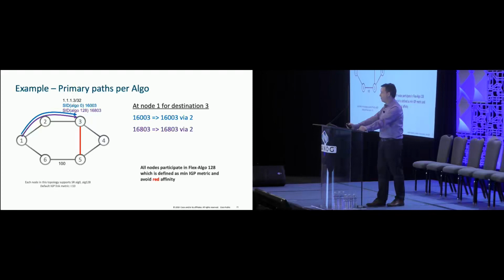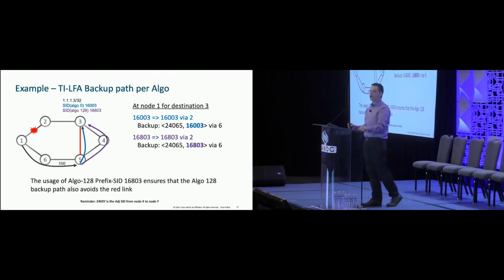The backup paths that TI-LFA will compute are going to be different. The backup path that I compute in algo 0, if you follow the gray and then the blue arrow, will go over the red link. So algo 0 is allowed to use the entire topology. And that is what I did with the backup path of algo 0. However, look at the backup path of algo 128, which is the gray arrow and then the violet arrow. It avoids the red link. So primary path and backup path follow the same rules as the topology of your FlexAlgo. Okay.